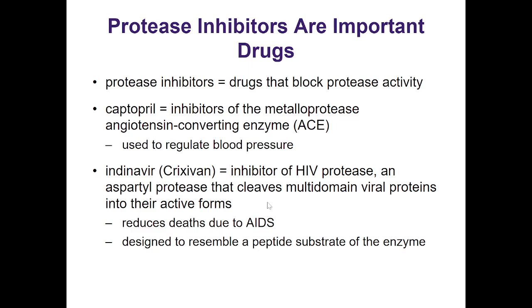All right, so these are the protease inhibitors. These are going to be drugs that block the protease activity. Captopril is going to be an inhibitor of the metalloproteases. Angiotensin converting enzyme, which is ACE. This will actually help to regulate blood pressure, in case you're wondering.